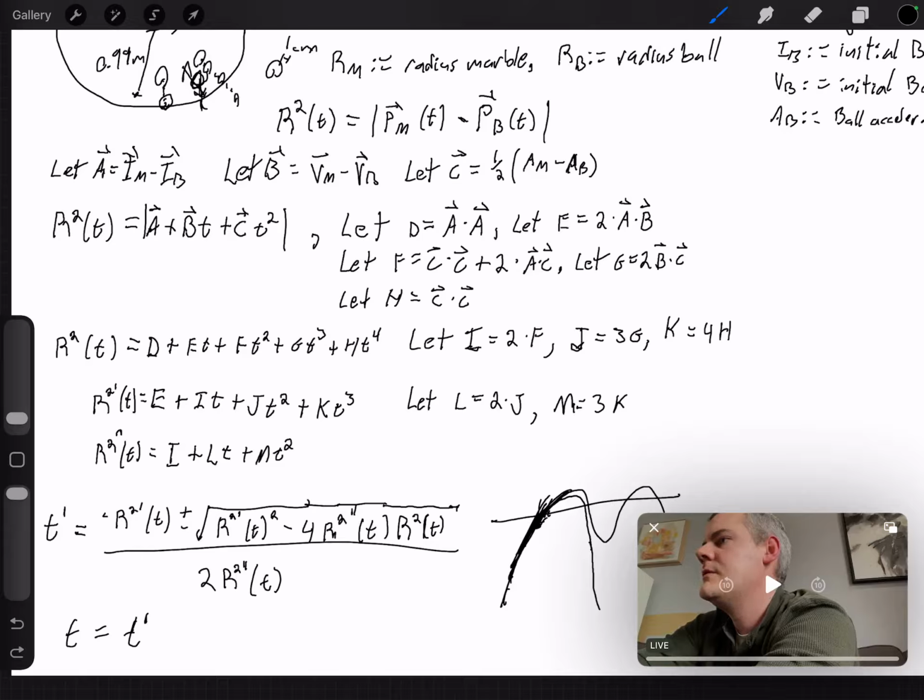So D, relative position. Actually, it wouldn't even hurt. I'm going to call my relative position A. No, I don't like my code that way. Okay. E, position, relative position dot relative velocity. F, where's F? Relative acceleration. What? Let's see.